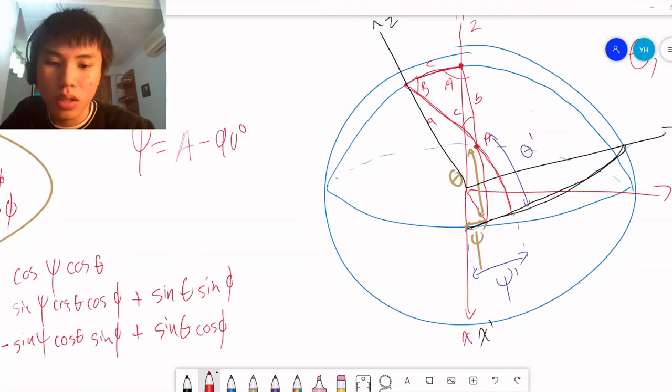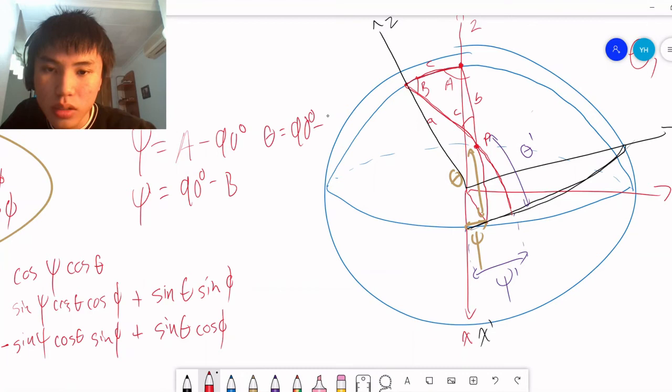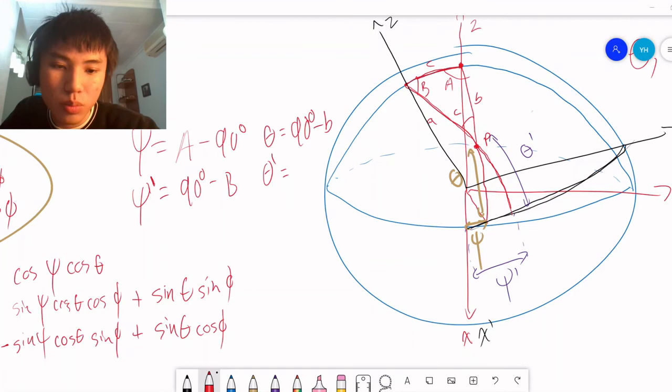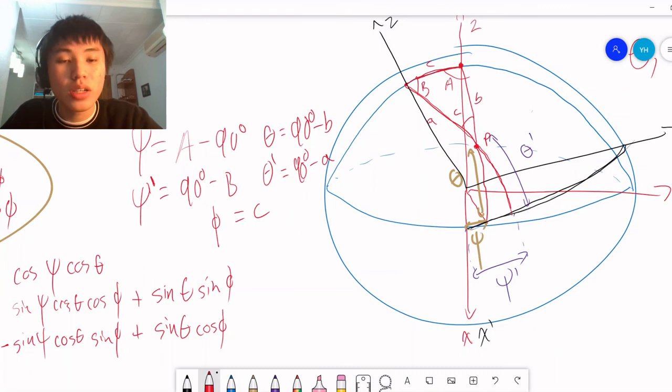Then psi prime is equal to 90 degrees minus B. Then theta is equal to 90 degrees minus B. Theta prime is equal to 90 degrees minus A. And then we have our phi, which is going to be equal to C. And if you don't understand where these numbers come from, then try it yourself, because that's the whole point of this. For instance, for this line here, which is theta, you see that it's a continuation from B, and this is 90 degrees, which is why it's 90 minus B.